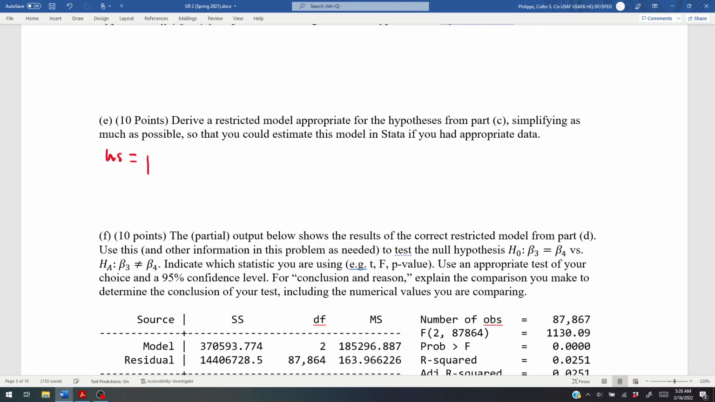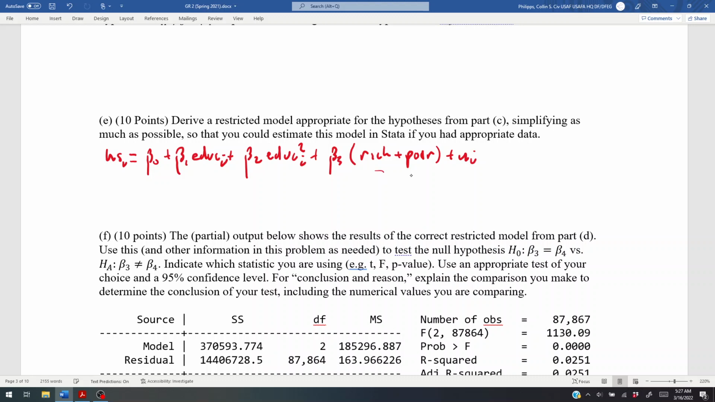Is equal to, let's say, beta 0 plus beta 1 education plus beta 2 education squared plus beta 3 (rich plus poor) plus UI, the error term. I guess I should put i subscripts on education and hours also, right? Perfect. Simplifying as much as possible so that you could estimate this model in Stata if you had appropriate data.